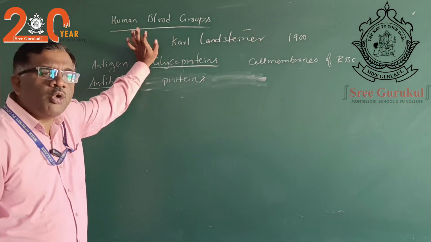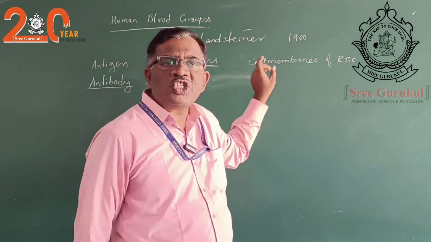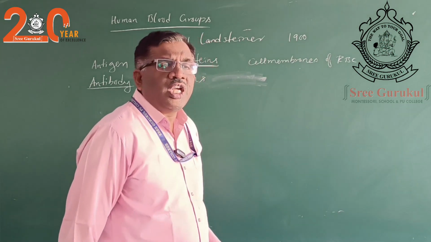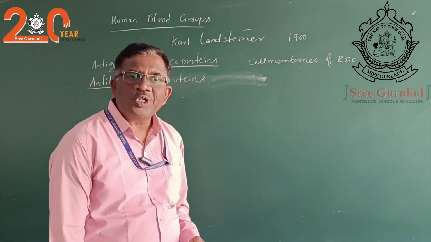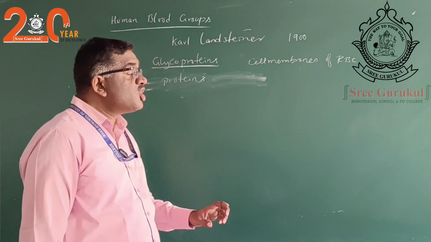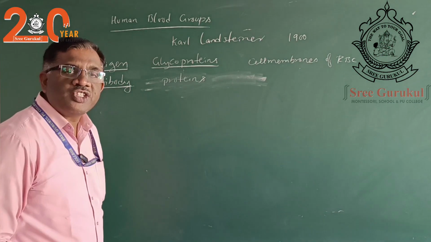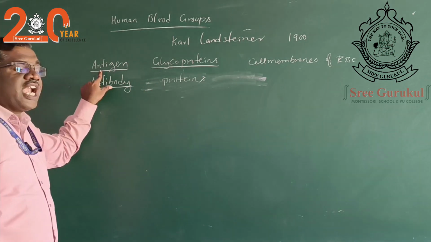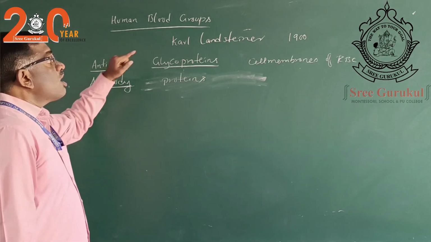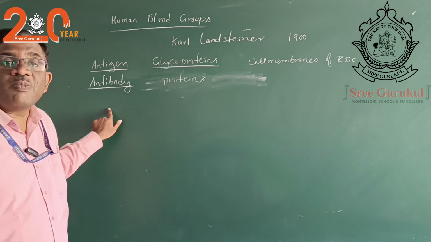As we know, human blood groups were first discovered by Karl Landsteiner in the beginning of the 20th century. On what basis are human blood groups classified into four main types? Human blood groups are classified into four types based on the presence of antigen and antibody.